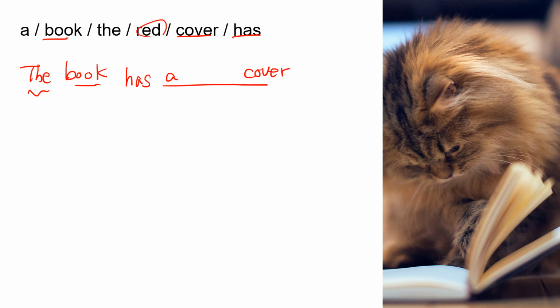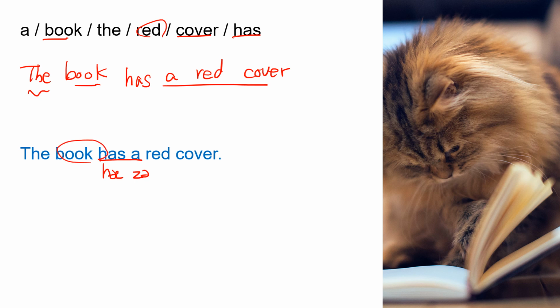But it's going to be red color. The book has a red cover. So read this part together as has, and then a. Has a. The book has a red cover. If you want, you can read this part: book, and H is silent. Book has. Book has a. The book has a red cover.